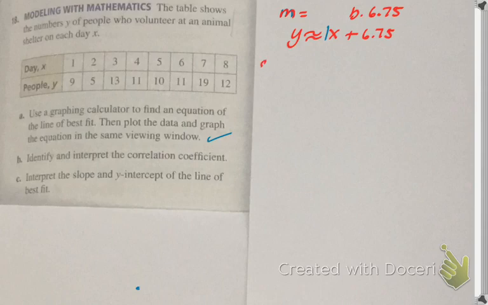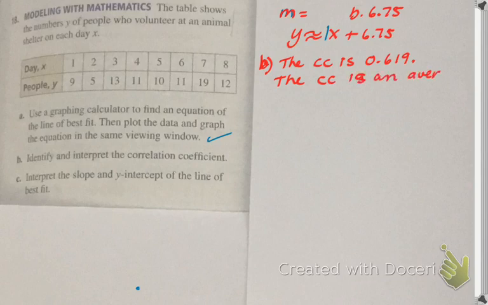Okay? And what does it mean? The correlation coefficient is an average to weak positive correlation. We talk about the strength and the sign. And then what do we say? This is an average to weak line of best fit.